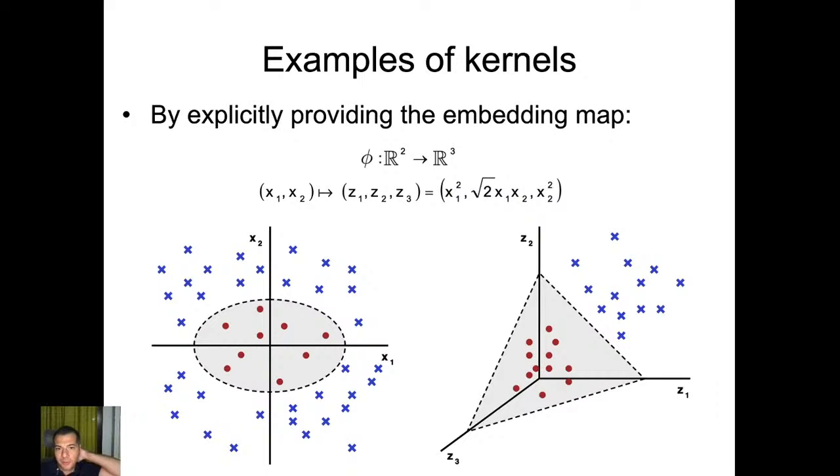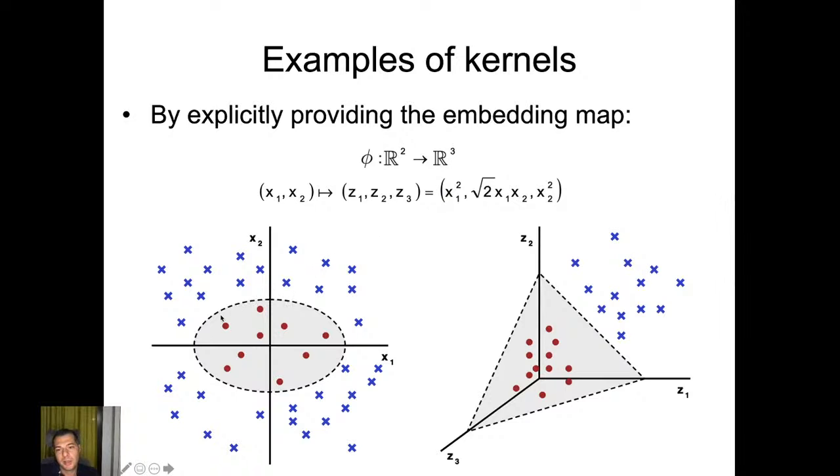So okay, let's now focus on the example. Here we have a first example of an embedding function. We have this kernel with the embedding defined as follows. It embeds the data from a planar space to a three-dimensional space. The components for the three-dimensional space are defined as x1 squared, square root of 2 multiplied with x1, x2, and x2 squared.